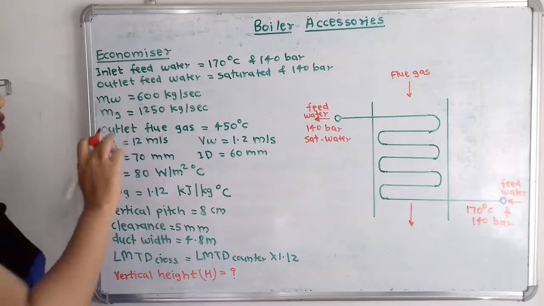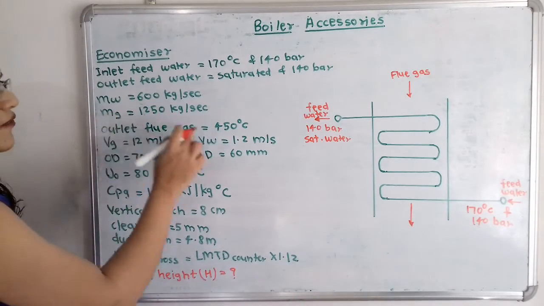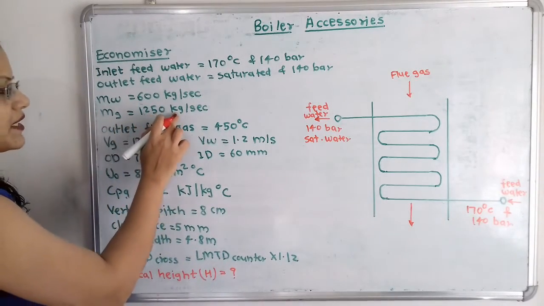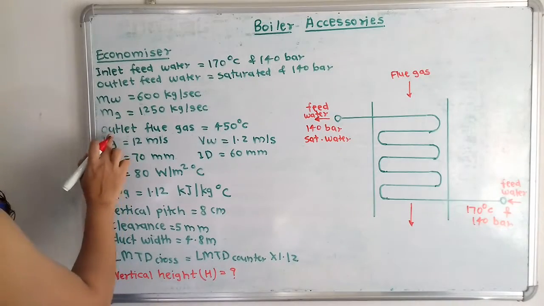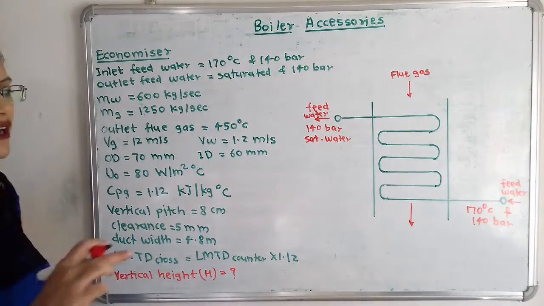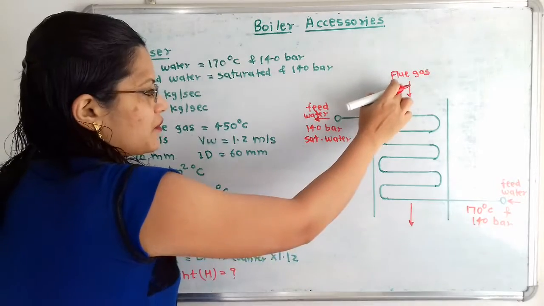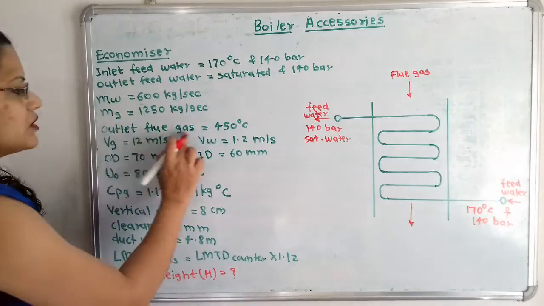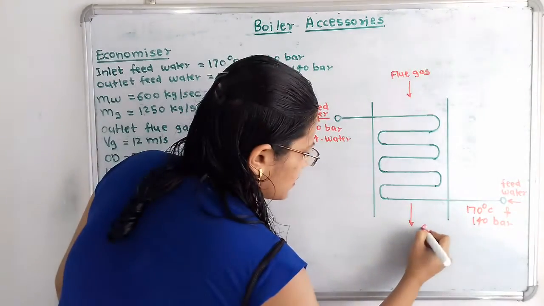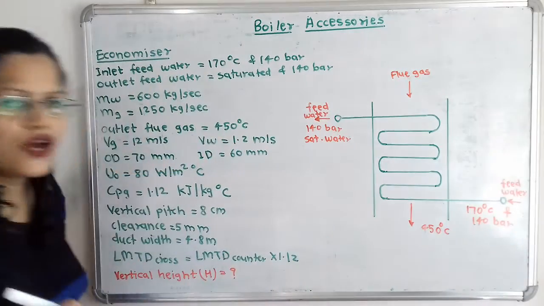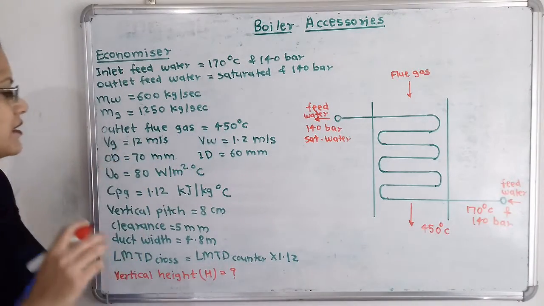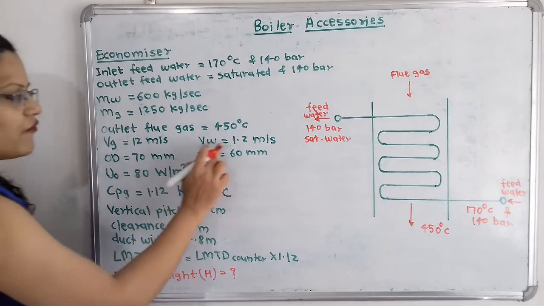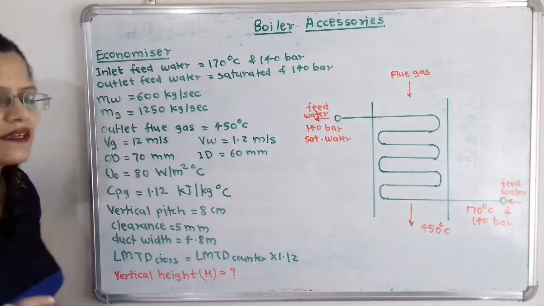Then mass flow rate of the flue gas is also given. Whenever this flue gas is moving, it is 1250 kg per second. Then outlet flue gas. Here the flue gas is entering and here is the flue gas outlet. Here temperature is 450 degrees Celsius. So I will mention here the temperature 450 degrees Celsius. Then the velocity of flue gas is given 12 meter per second. Velocity of water is also given 1.2 meter per second.